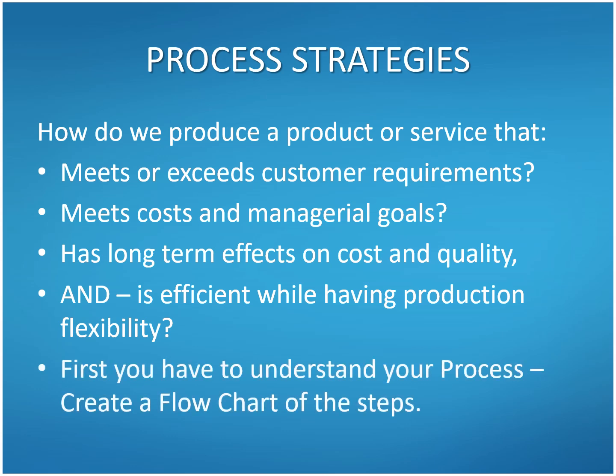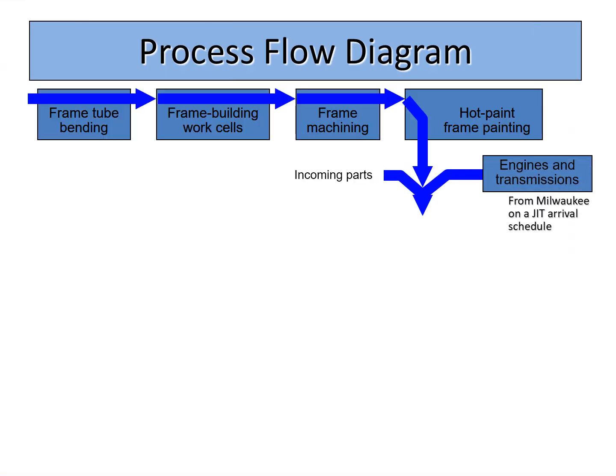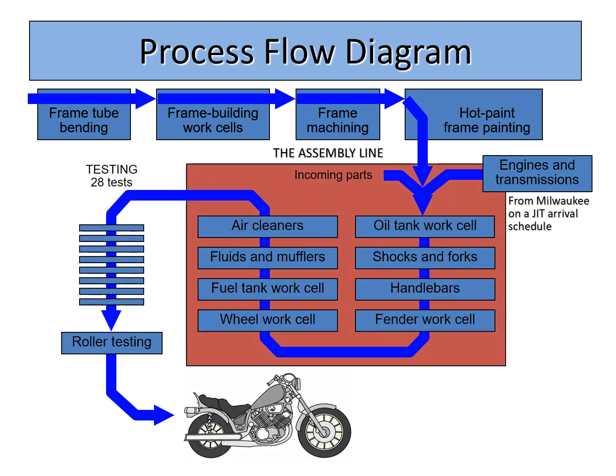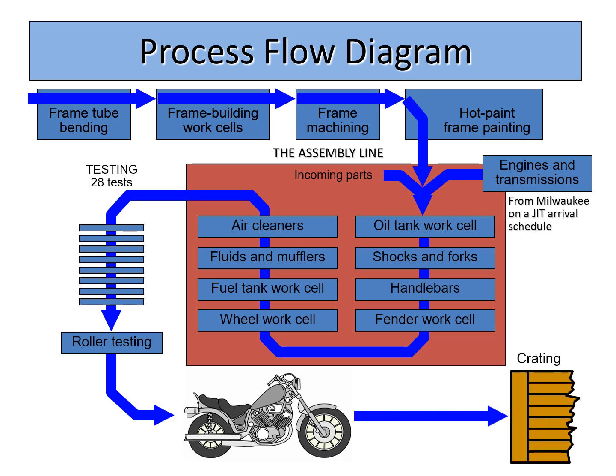First, you have to understand your process, and you need to create a flow chart of all the steps in the process. So a process flow diagram starts with the first step in the process, like here we have frame tube bending, and then moving over to machining and hot paint, and then over to the engine and transmission section. And from there, it follows this path all the way on through to making the final motorcycle. So you indicate each step of the process along the way. And then you crate it, ship it.